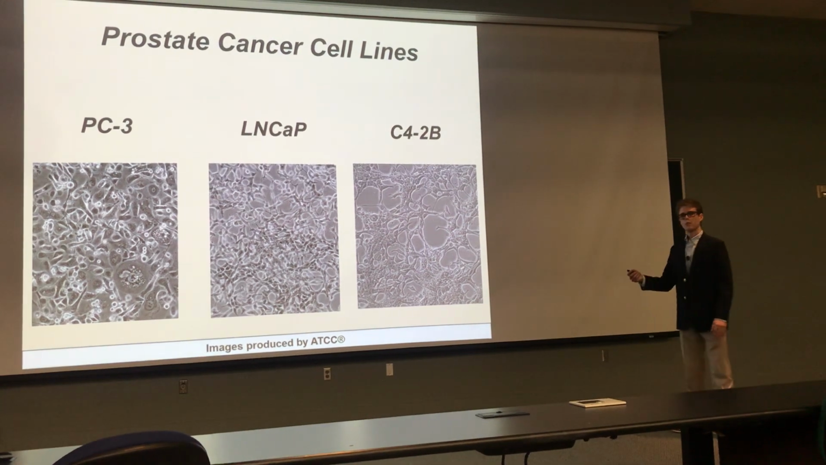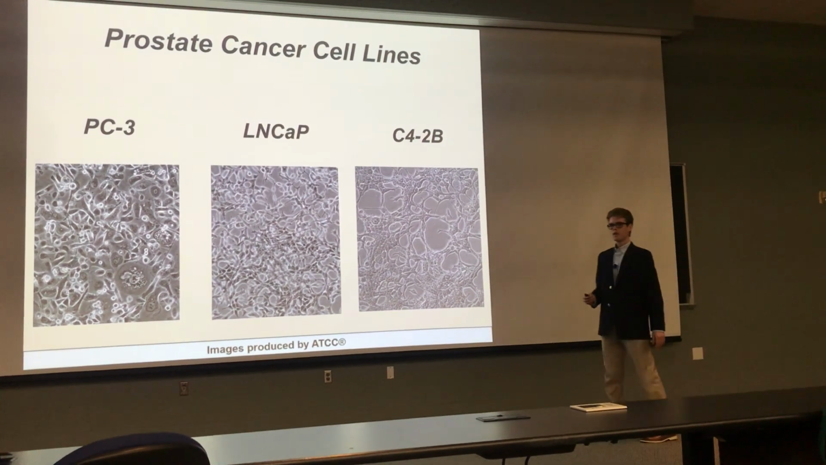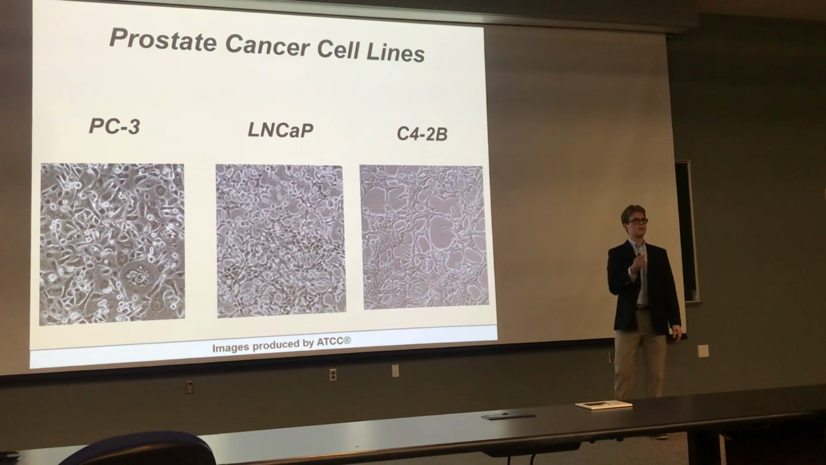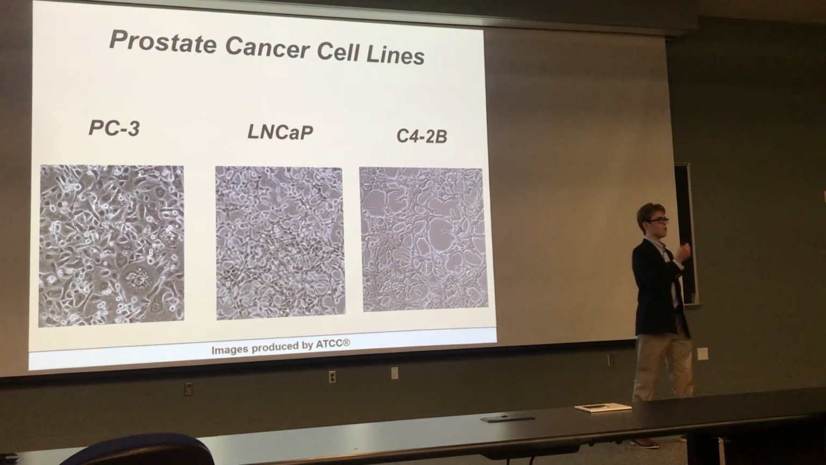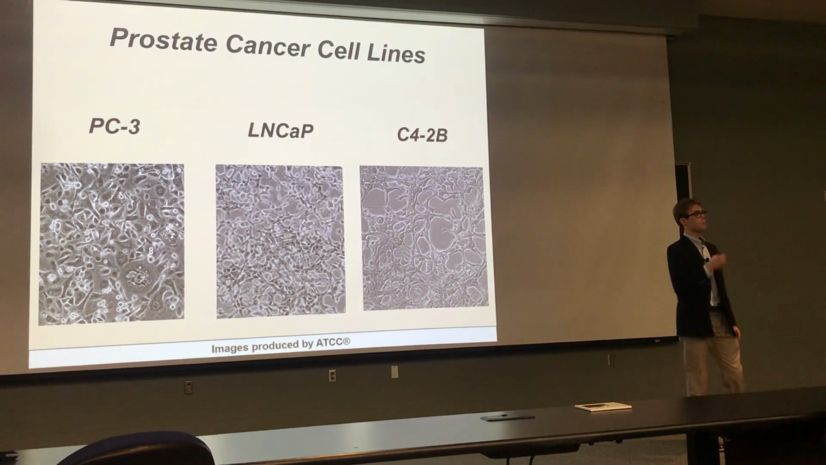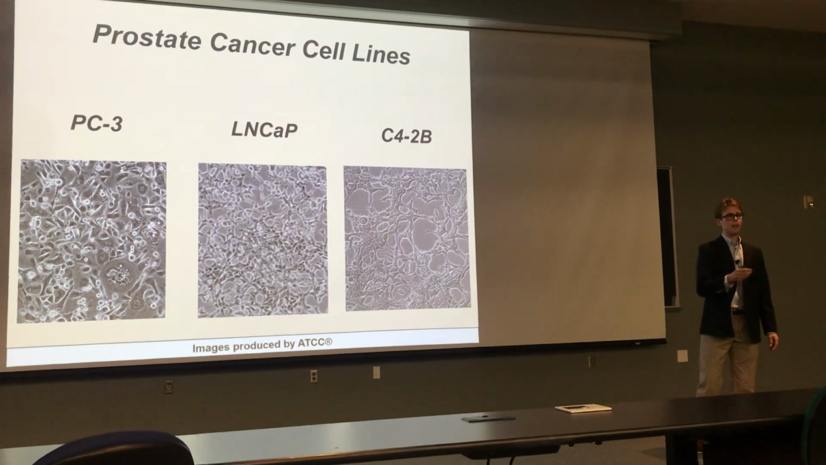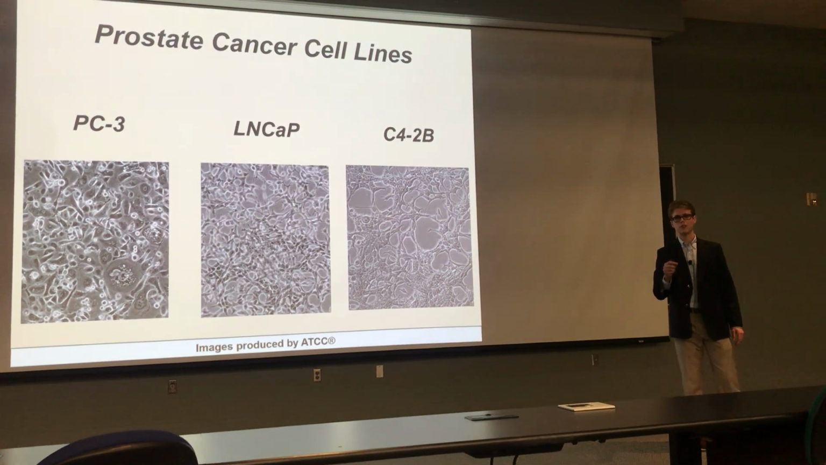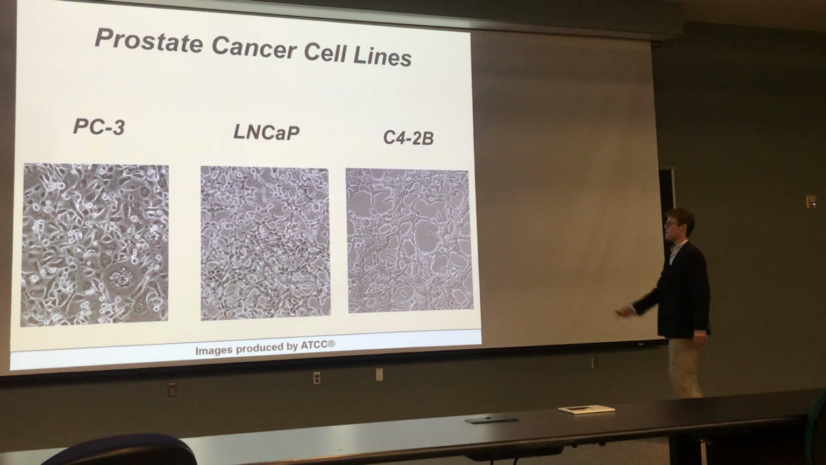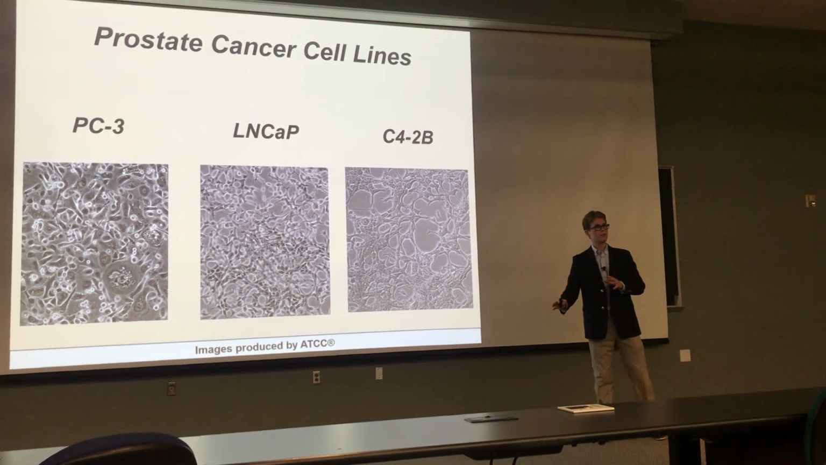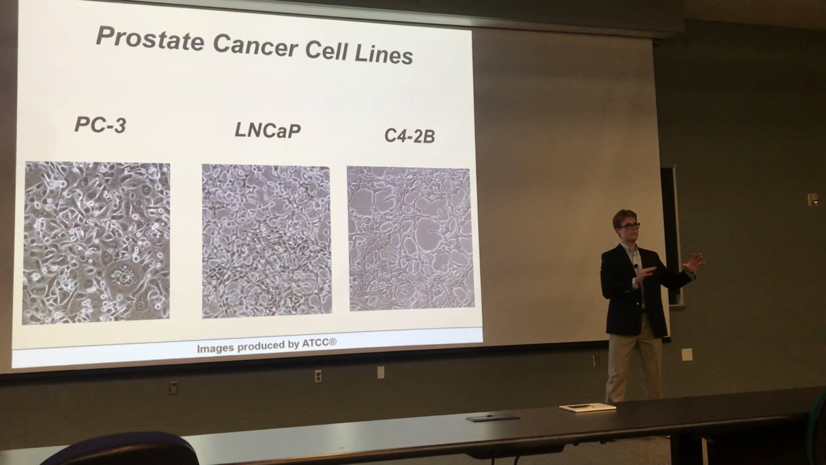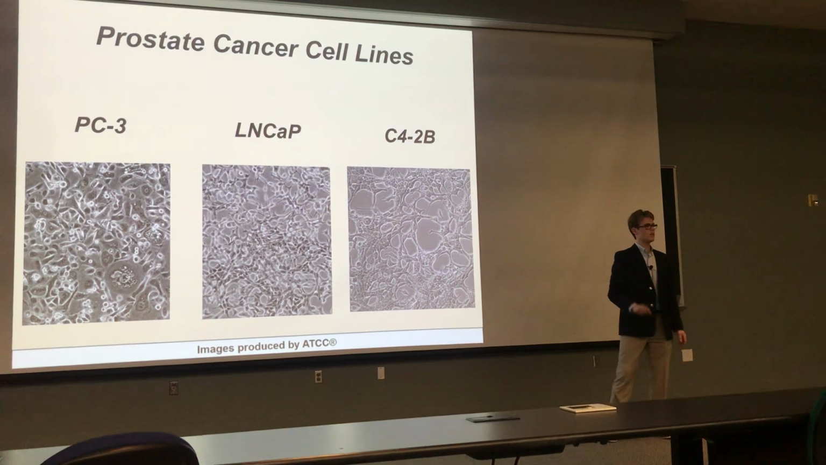Now, these are the cells that we used while conducting our research. PC3 is a metastatic prostate cancer with a Gleason score of 4, meaning that it's poorly differentiated and it's a more aggressive version of prostate cancer. LNCaP and C4-2B are both forms of metastatic prostate cancer as well. They do not have a Gleason score.